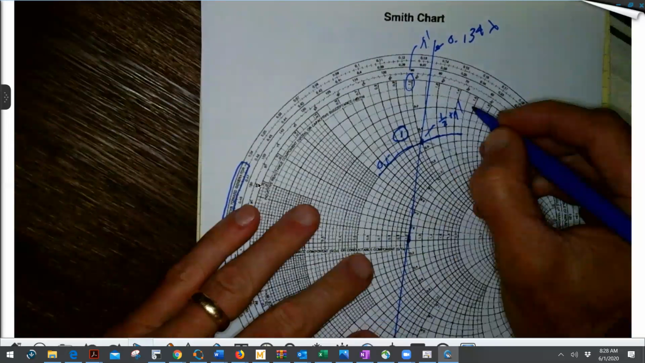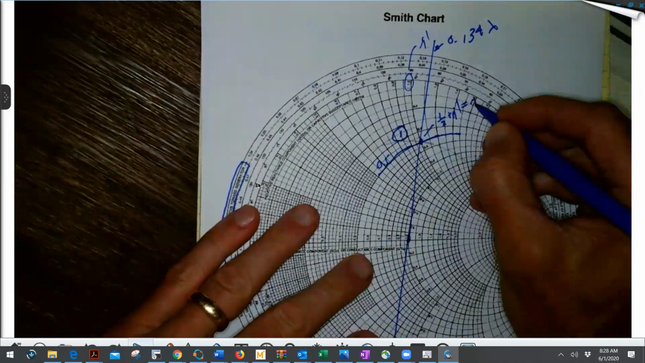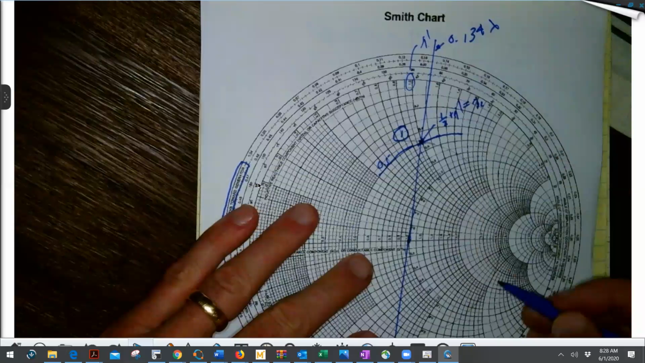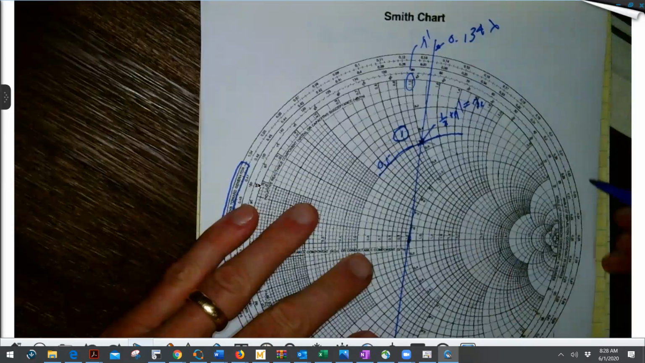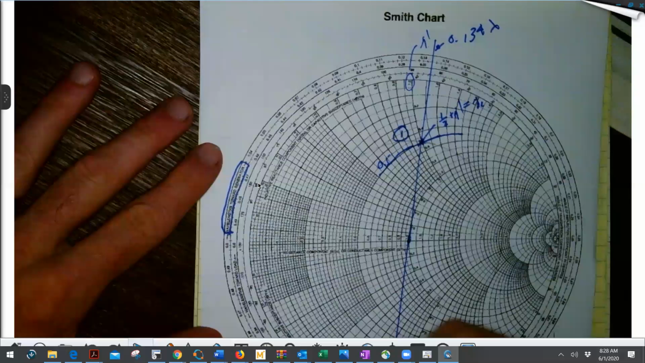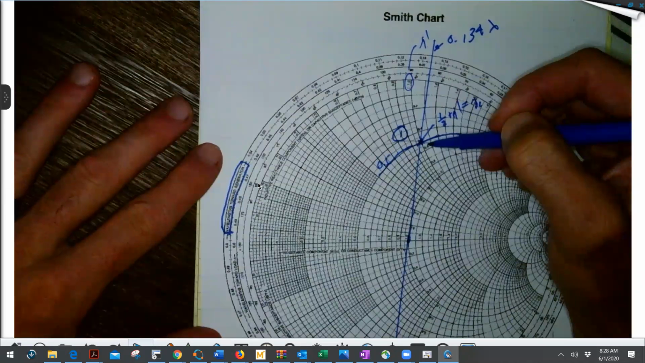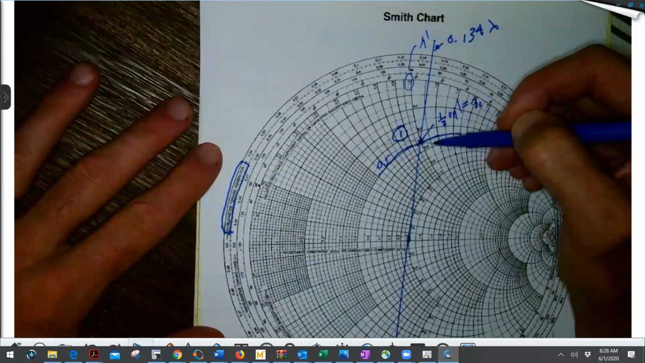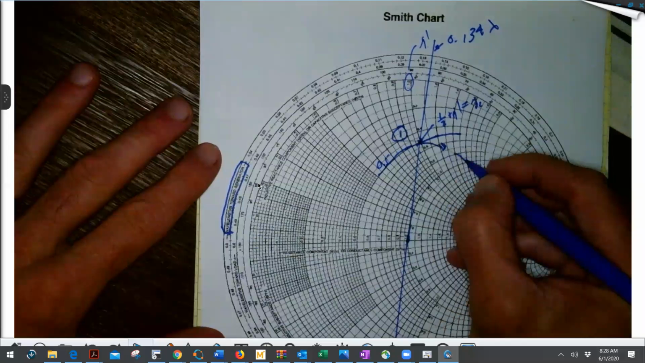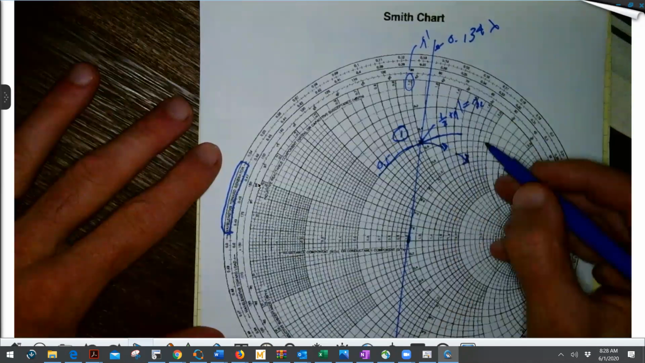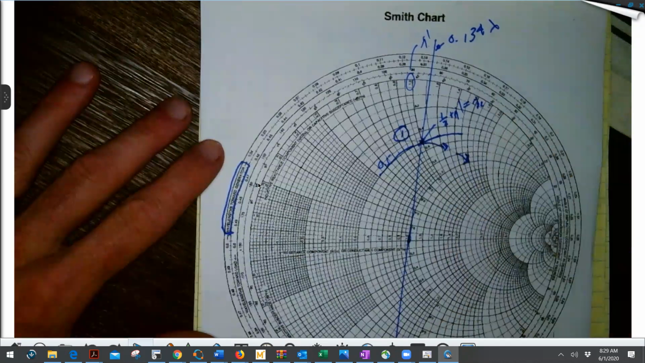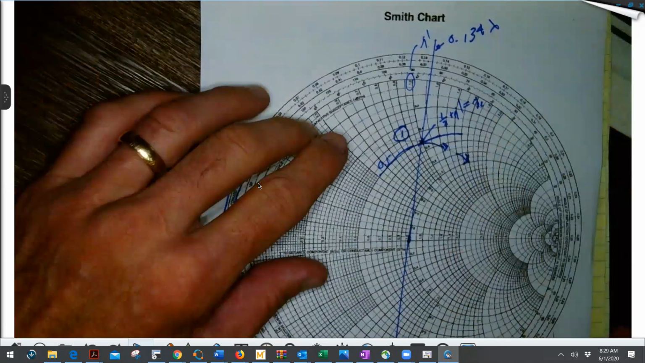This is ZL right there, right? This point right here. If I go 180 degrees around here, I've moved exactly a quarter wavelength. Because if I go around the entire 360 degrees, back to my starting point, I've moved a half wavelength. Now the way I move is at this radial distance. When I say move, I'm moving along the outer rim here to a different point. Suppose I move a quarter wavelength.